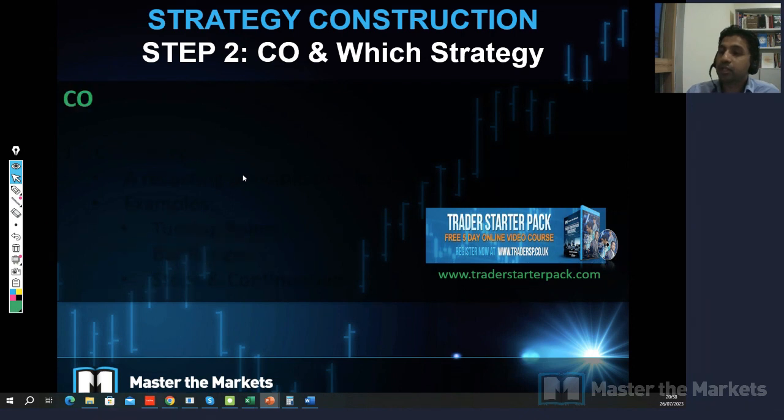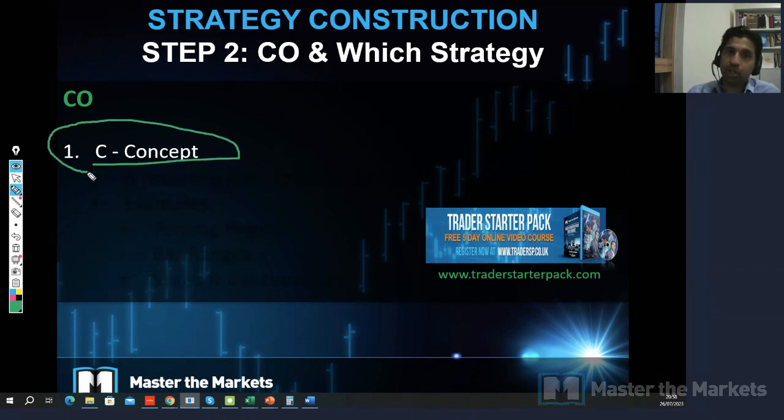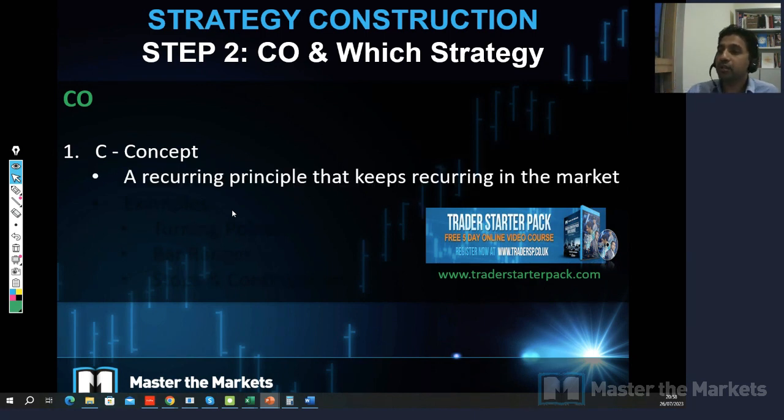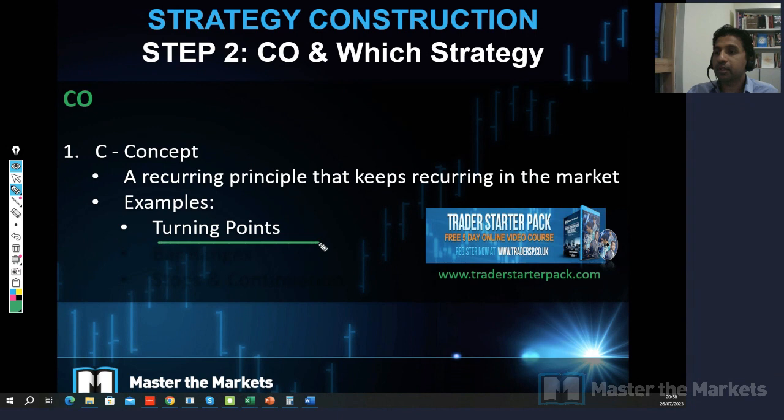Now, the first thing in the CO is what we call the concept. The C stands for the concept. What is the concept of the strategy going to be? The concept is usually based on something that keeps recurring in the market. A recurring principle that keeps recurring in the market. Some recurring principles can be turning points in the market, right? Turning points will keep reoccurring, is it not, traders? Because the market will never move in a straight line, so therefore it's got to keep making its turning points, is it not, traders?